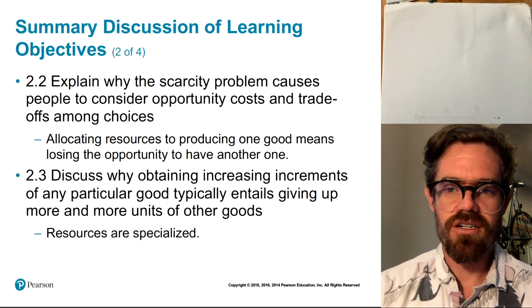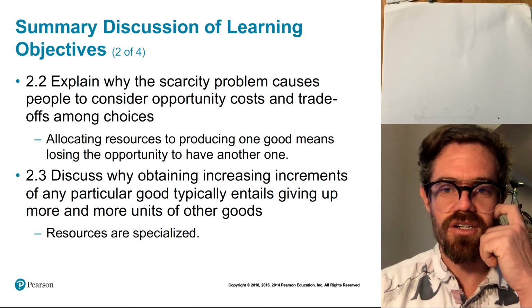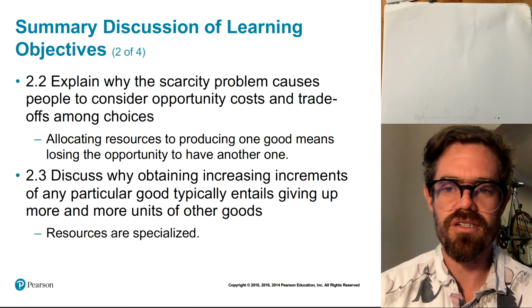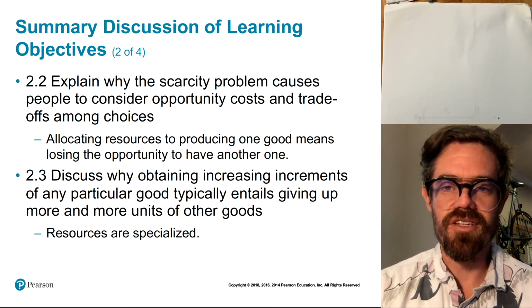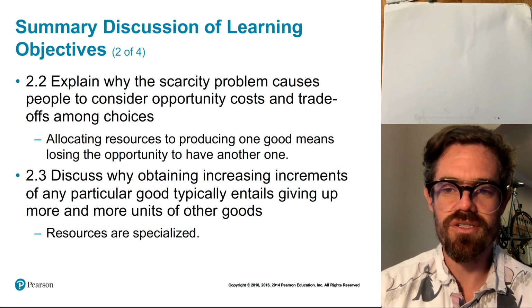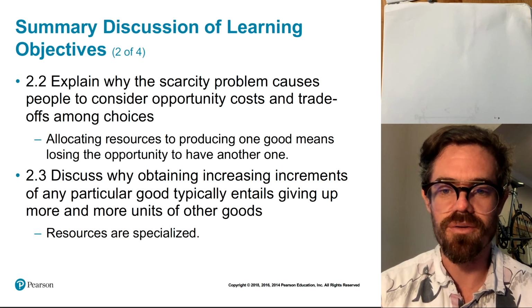In section 2, we talked about why this problem of scarcity causes people to make choices and consider opportunity costs as well as other trade-offs. It's because people have limited resources, and so they can't satisfy all of their wants. So they have to make choices, and those choices always involve giving up something. You always have to give up something to do something else.